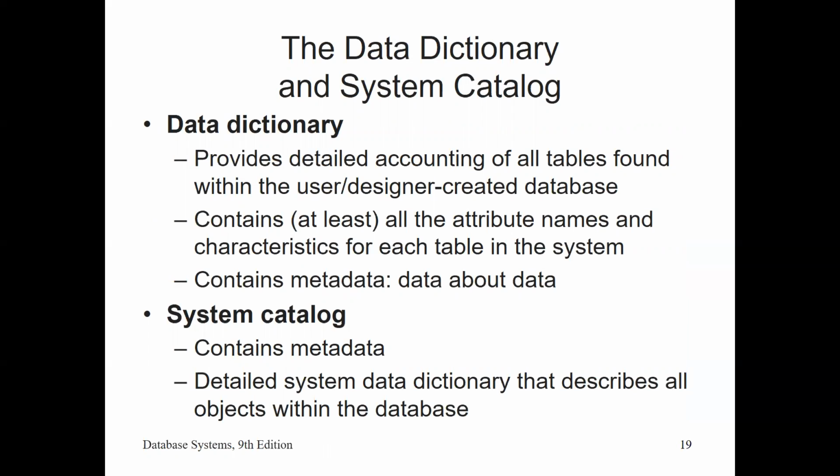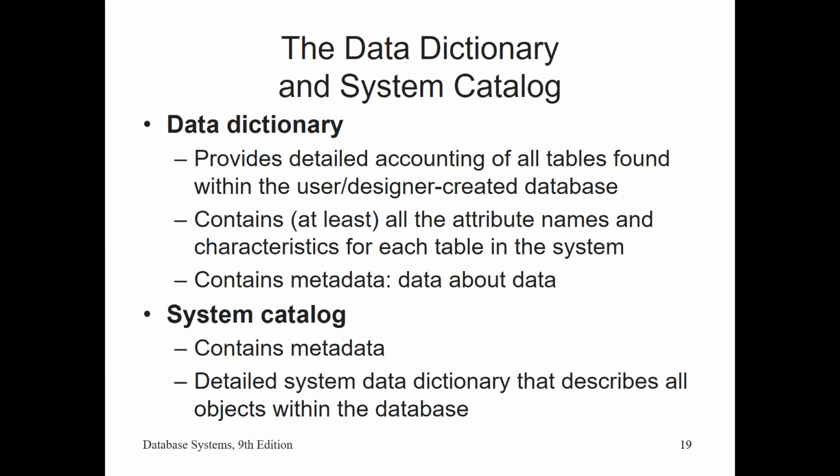The data dictionary and system catalog. Data dictionary provides detailed accounting of all tables found within the user or designer created database. Contains at least all the attribute names and characteristics for each table in the system. Contains metadata, data about data. System catalog contains metadata. Detailed system data dictionary that describes all objects within the database.